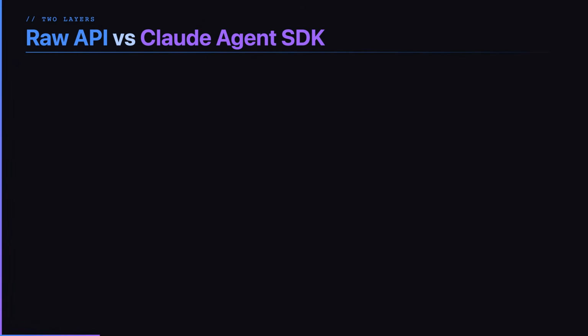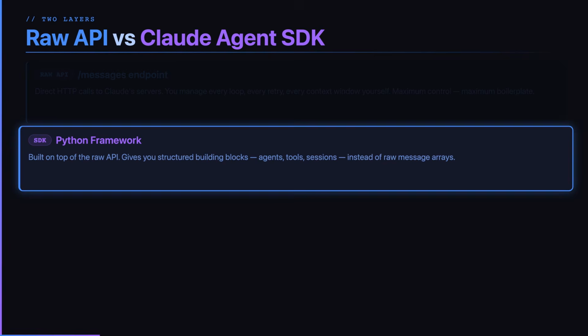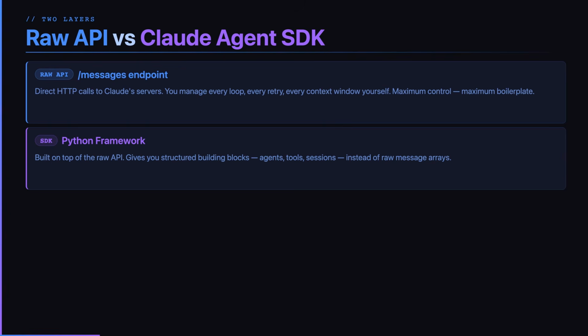When working with subagents, you have 2 levels to understand: the raw API and the Claude Agent SDK. Let's see how they relate. The raw API is direct HTTP calls to the /messages endpoint. You're talking to Claude, but you manage every loop, every retry, every context window yourself. The Claude Agent SDK is a Python framework built on top of that raw API. It gives you structured building blocks, agents, tools, sessions, instead of raw messages.